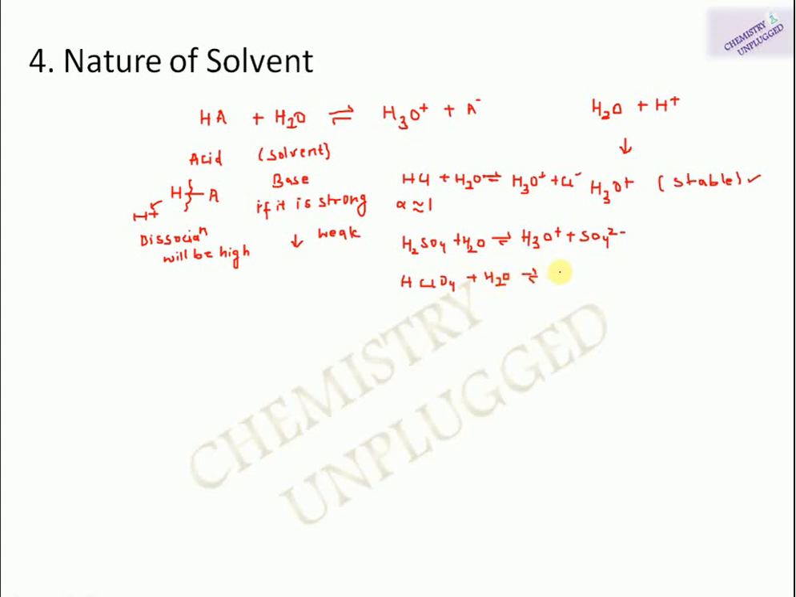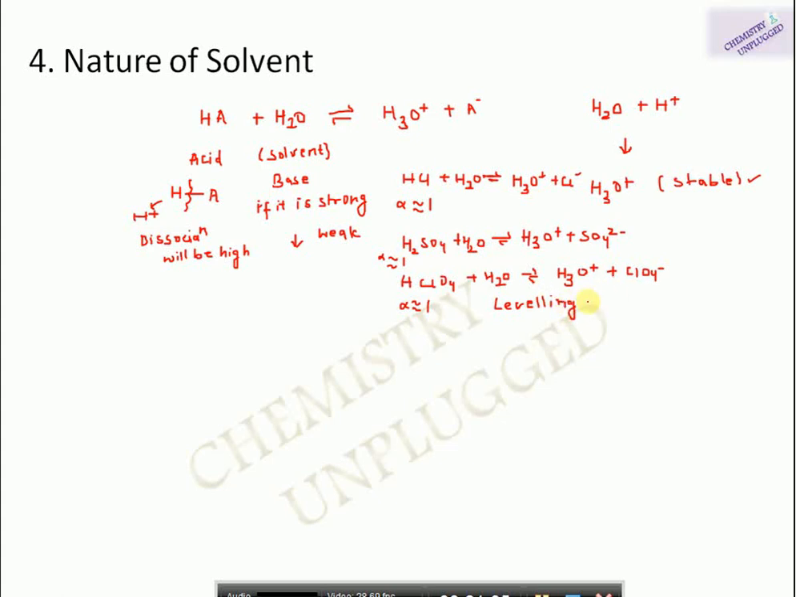Means they are fully dissociated. So we cannot compare their acidity using water as a solvent. Water is limiting their acidity. Therefore, water is acting as a leveling solvent, and this is known as the leveling effect of water, because the degree of dissociation, or the acidity, of all the acids is the same. We cannot compare their acidity. Therefore, this is called the leveling effect of water.